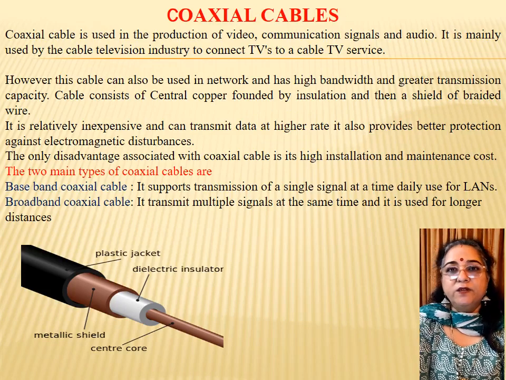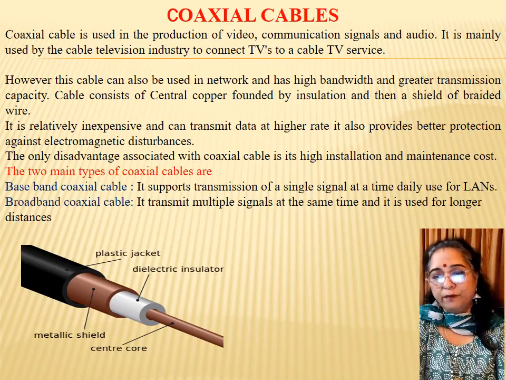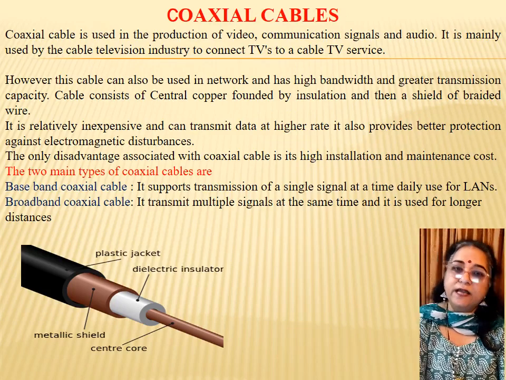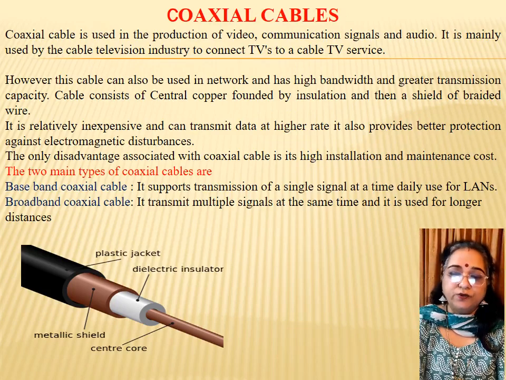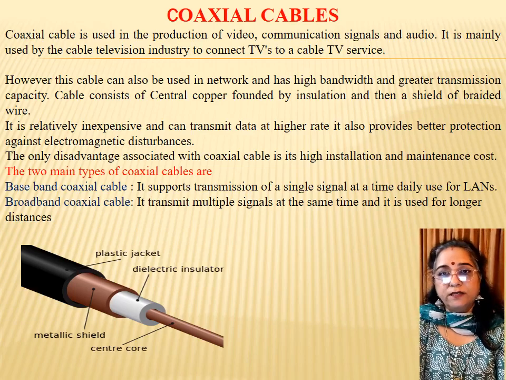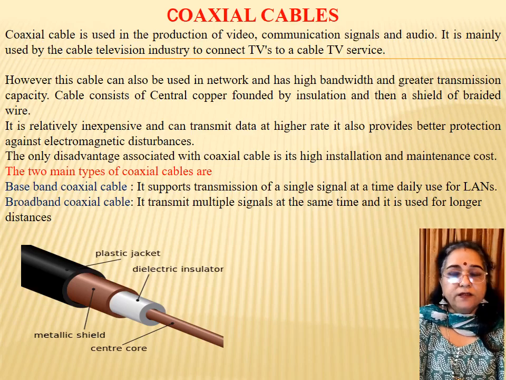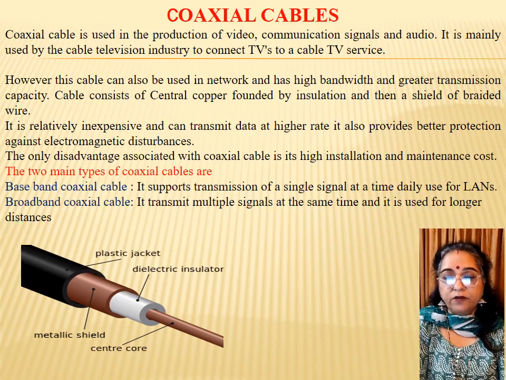Another wired medium is coaxial cable. Coaxial cable is used in the production of video, communication signal and audio. It is generally used by the cable television industry to connect TVs to your cable TV service. However, this cable is also used in networks because it has a higher bandwidth and a greater transmission capacity. The cable consists of a central copper conductor surrounded by insulation, and it has a shield of braided wire.